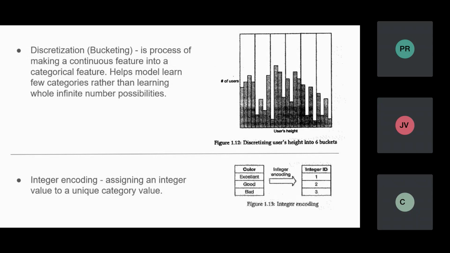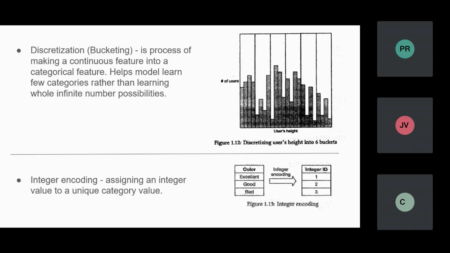So discretization or bucketing is a process of making a continuous feature into a categorical feature. It helps the model learn a few categories rather than learning a whole infinite number of possibilities. So what this is helpful for is that we do not have the model learn each one in an individual way, but rather have them grouped and learned in a single manner, in a single step.